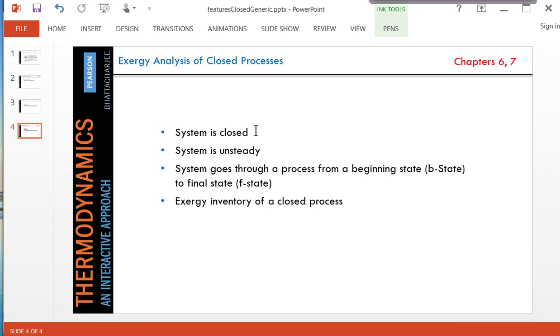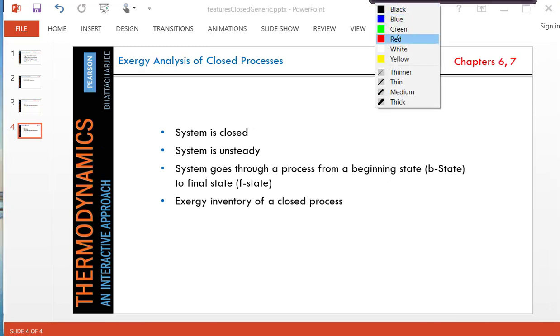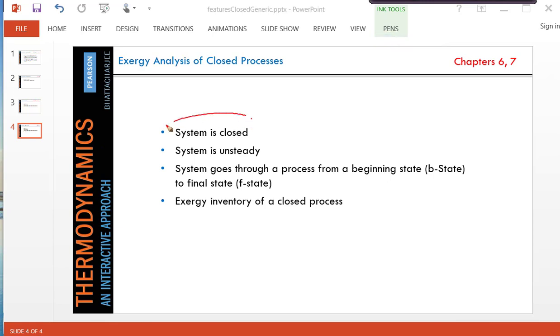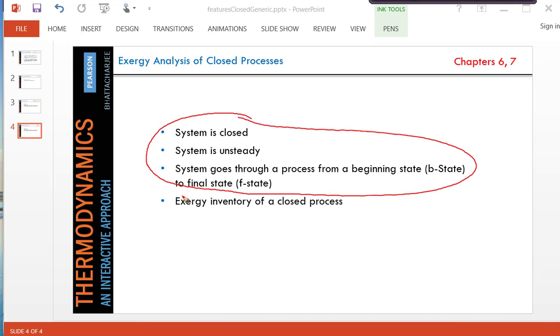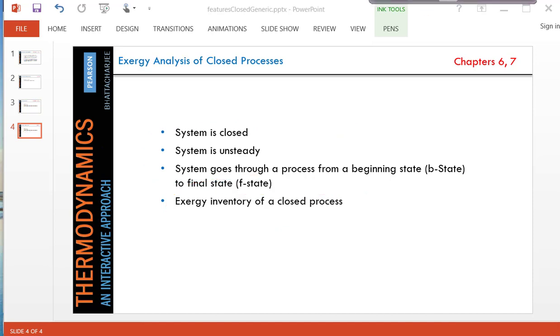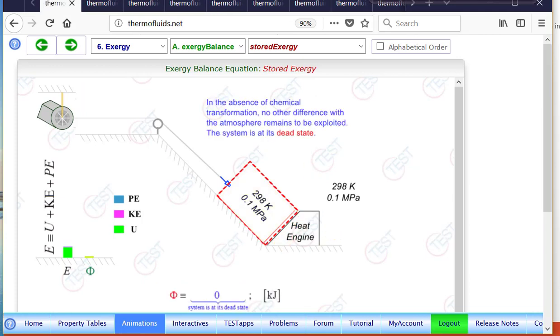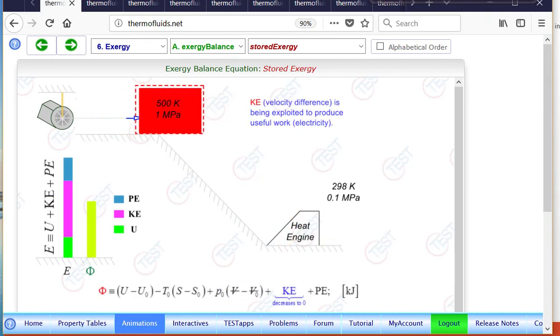We have already discussed what is a closed process. The system is closed, it's unsteady, and it goes from a beginning to a final state. And we are going to do an exergy inventory of this process. In other words, where does exergy enter, where does exergy leave, where is exergy stored, etc. To do so, let me just quickly go over a few slides to explain what exergy is all about.